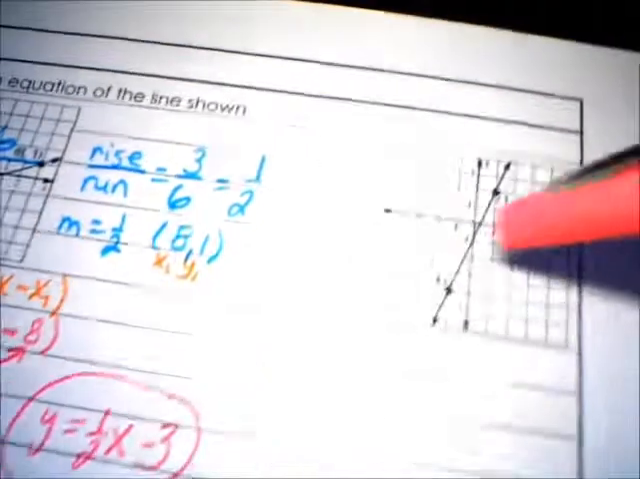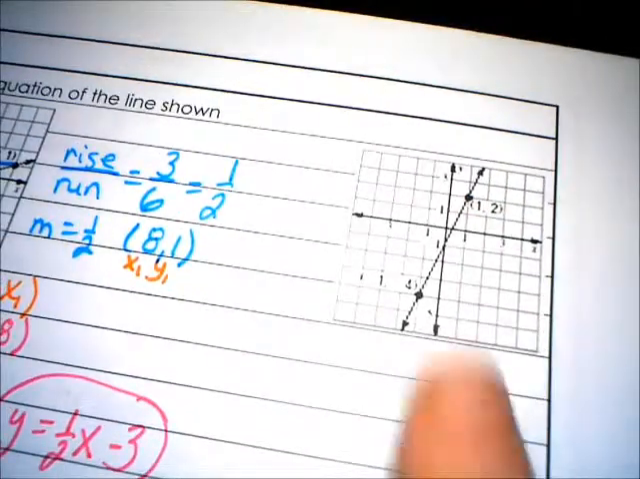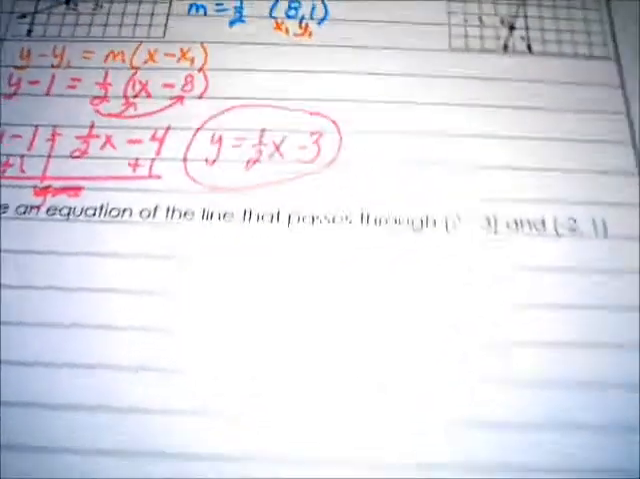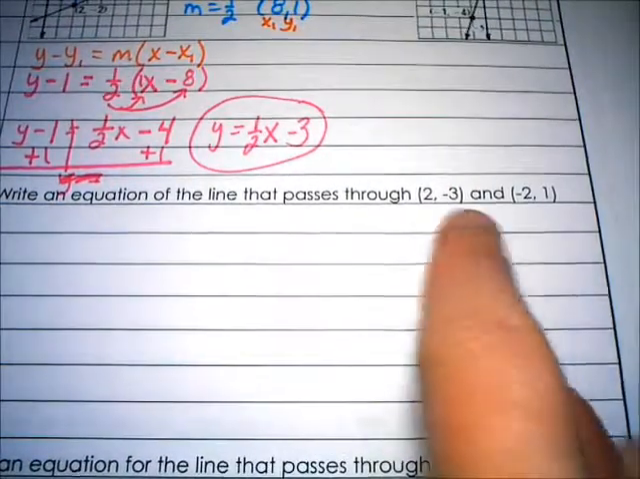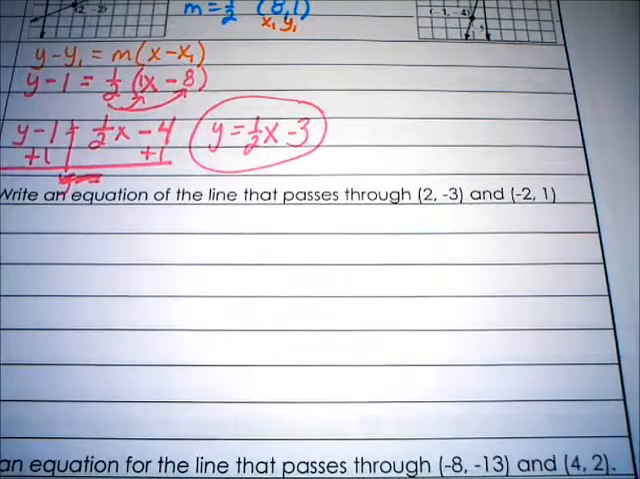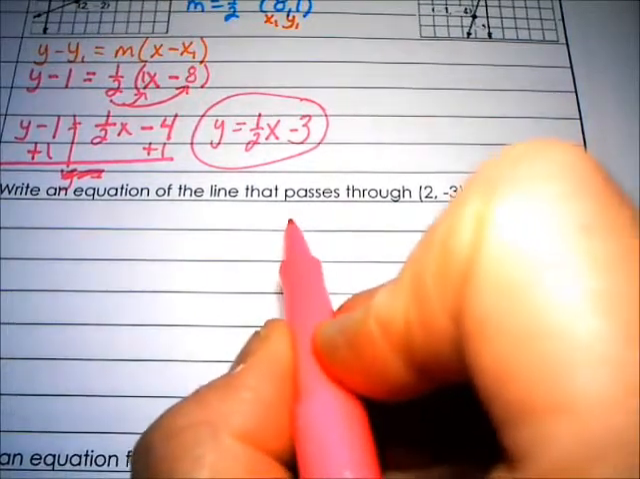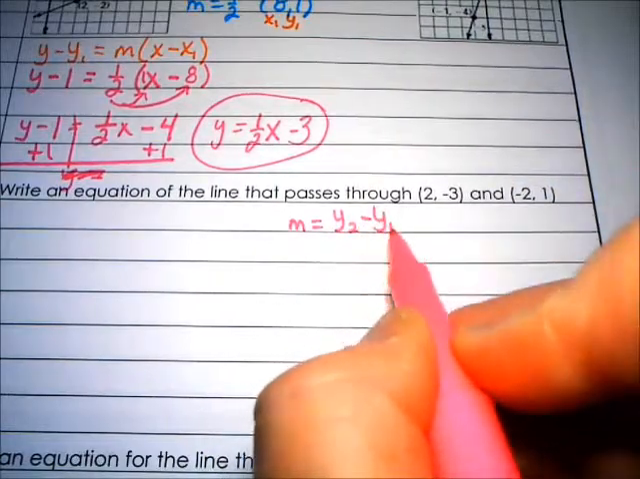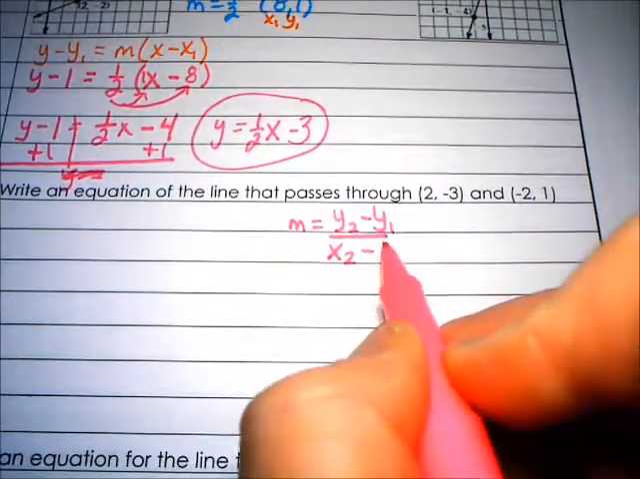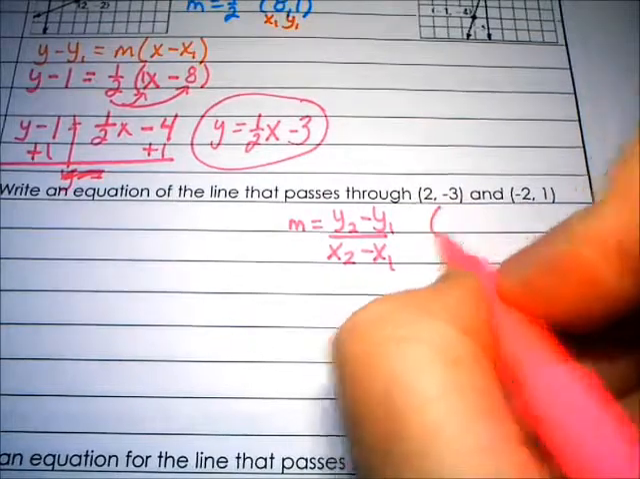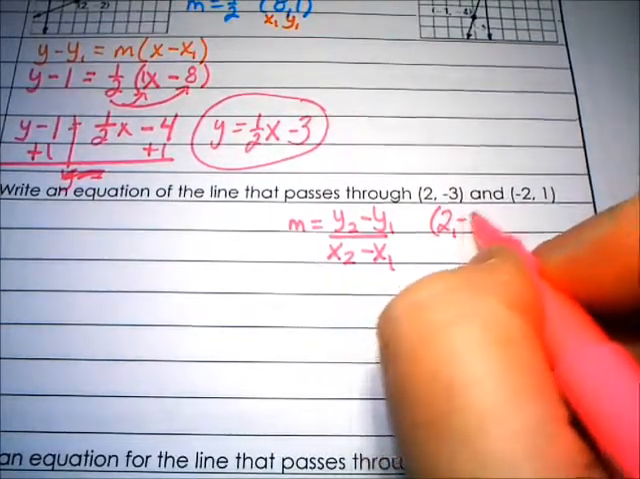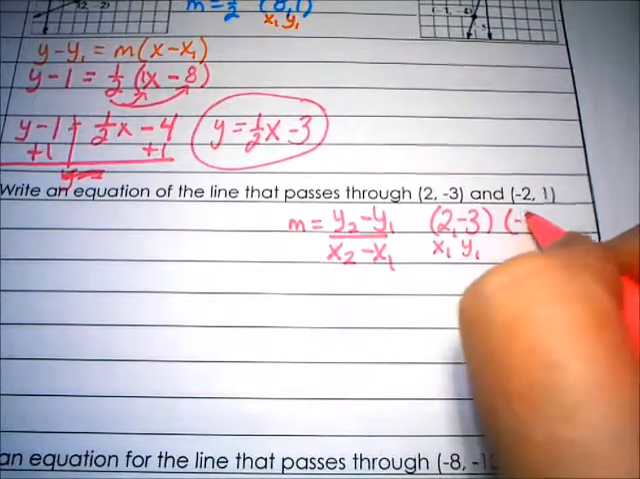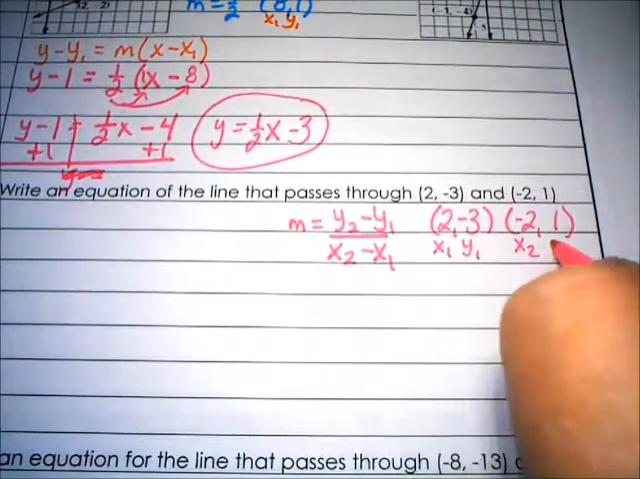Okay, I'm going to leave this example for your independent practice, the picture, and I'm going to do one of your example 3s. It says we want to write an equation line that passes through points when we're not given a picture. When you don't have the picture, then I have to use the formula m equals y2 minus y1 over x2 minus x1. Where my first point, I'm going to say those are x1s and y1s, and my second coordinate I'm going to say is x2 and y2.